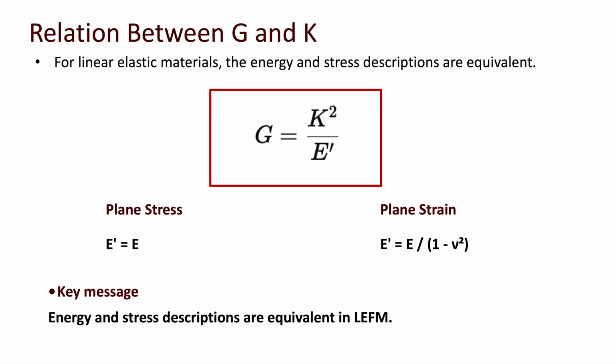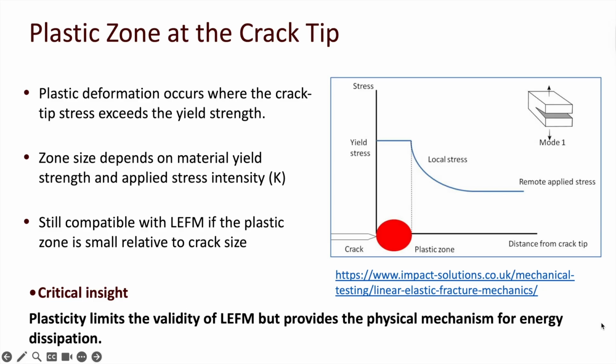When the stress intensity factor reaches a critical value known as the fracture toughness, unstable crack propagation occurs. This criterion forms the foundation of fracture-based design. Although LEFM predicts a mathematical stress singularity at the crack tip, real materials do not sustain infinite stress. When the crack tip stress exceeds the material's yield strength, plastic deformation begins to occur in a small region surrounding the tip. This region is called the plastic zone.